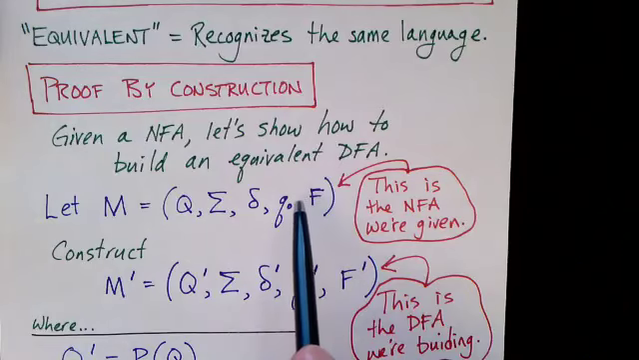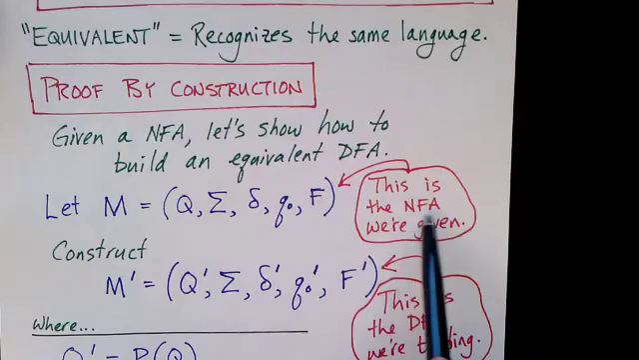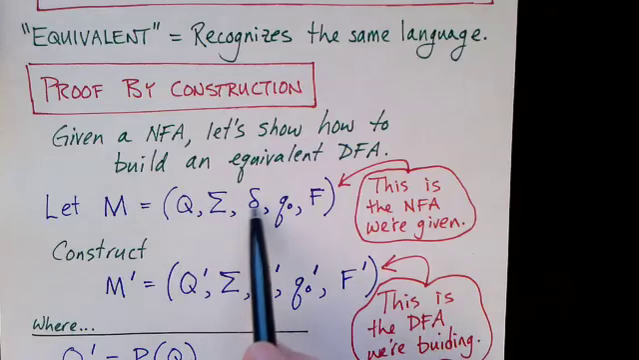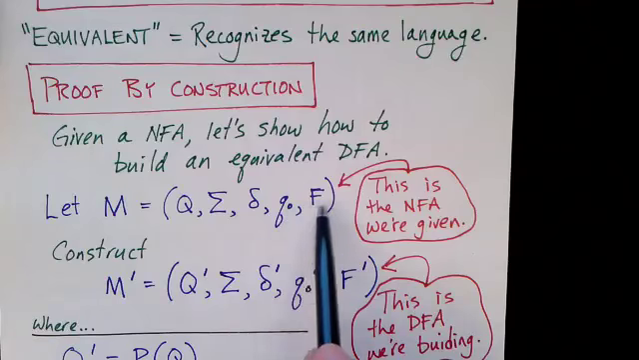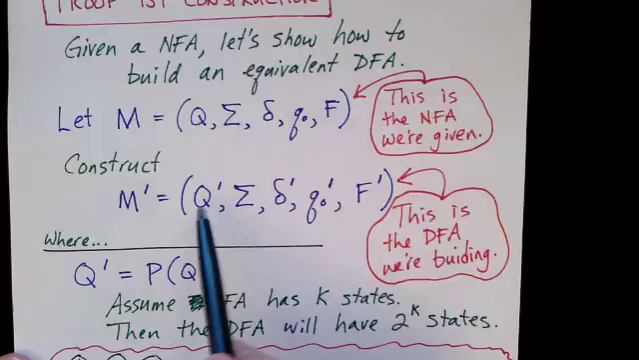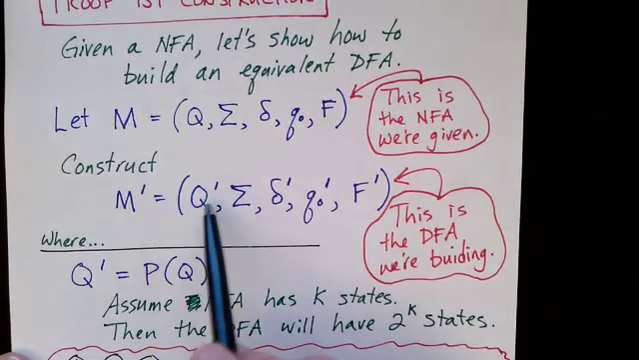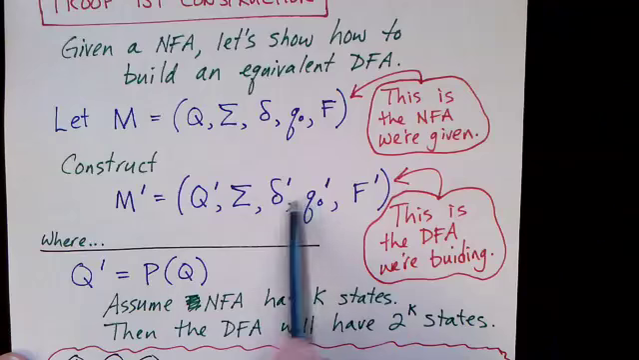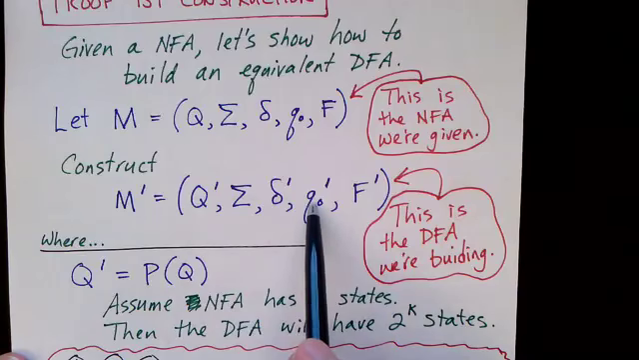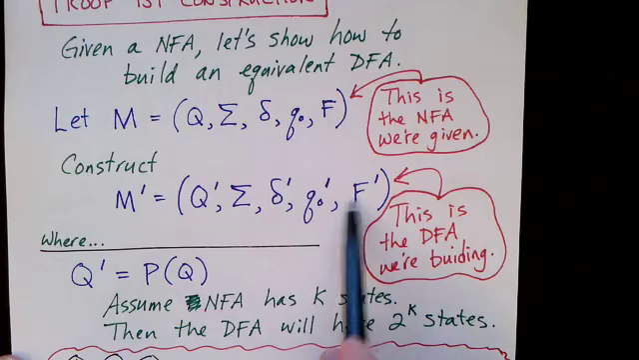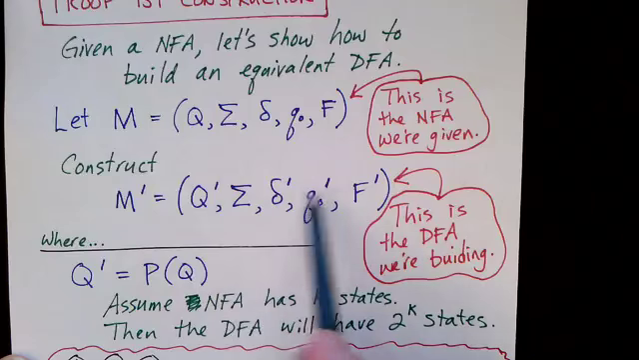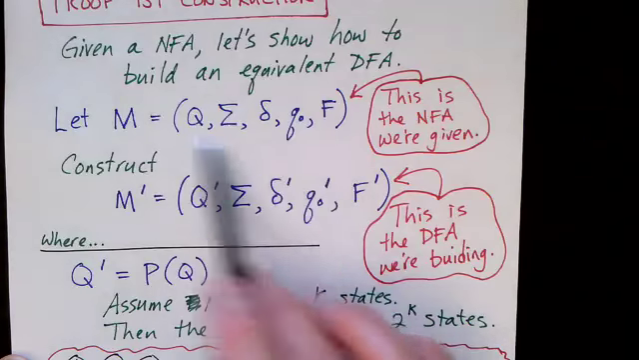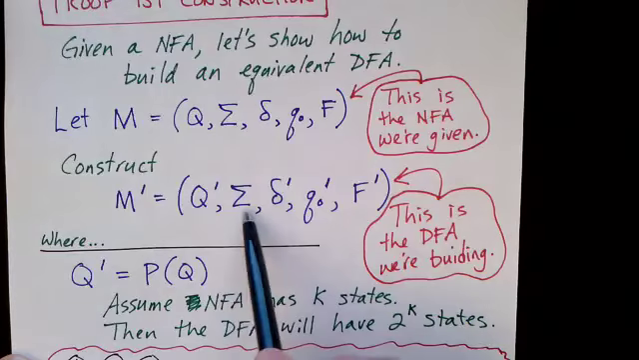Let's start off by assuming that we're given a non-deterministic finite automaton, and it's characterized by a set of states Q and a transition function delta, initial state, final states, and so on. The machine we're going to construct will be indicated with primes. It'll have a different set of states, a different transition function, and because its set of states is different, of course its initial state will be different, and its final states will be a subset of Q prime. So this is the deterministic machine we're building. This is the non-deterministic machine that we are given. The alphabets, of course, will be the same.